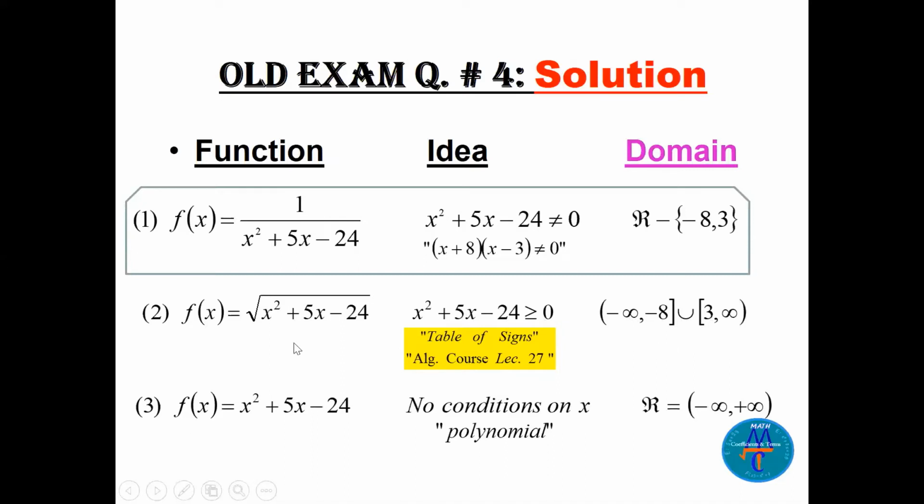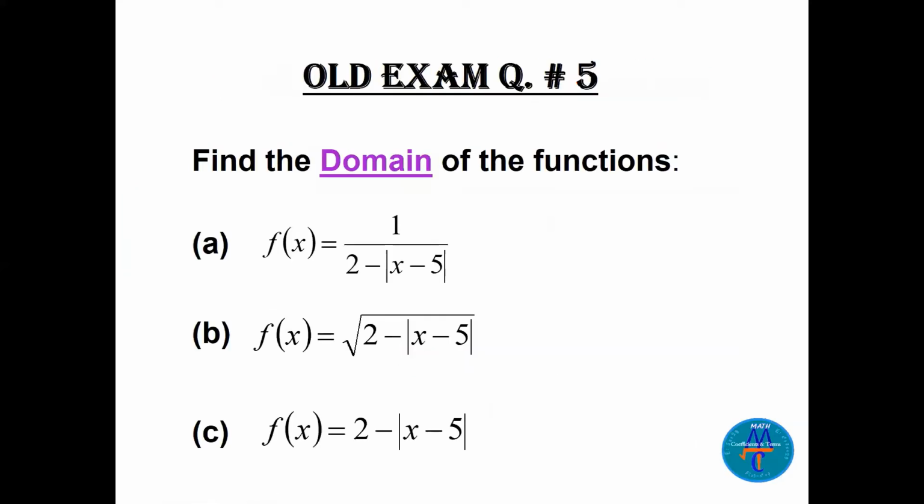Now this function, the same function without radicals, without fractions, that's a polynomial. No condition on the x here. So domain will be R. We can write R, or we can write minus infinity to plus infinity, or we can say in English, all real numbers.